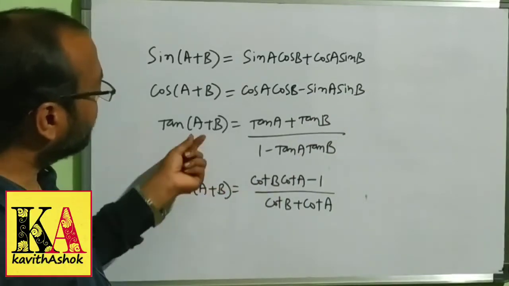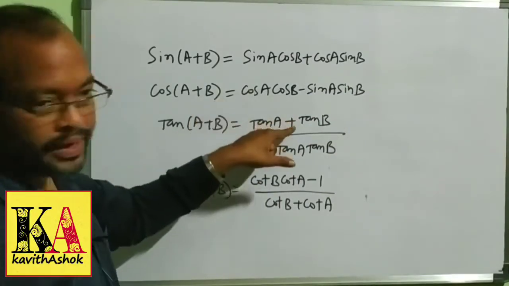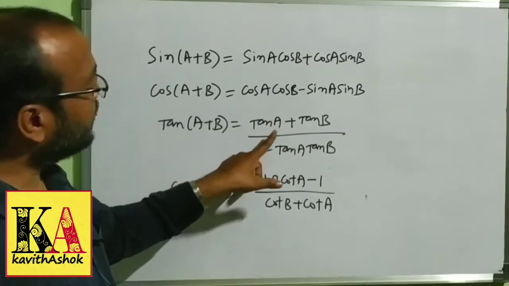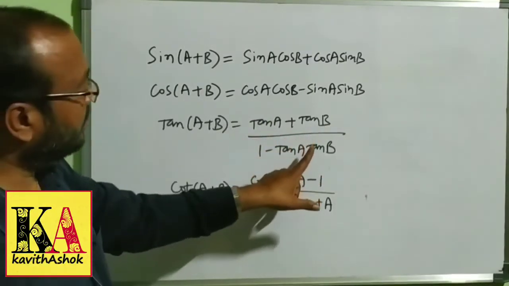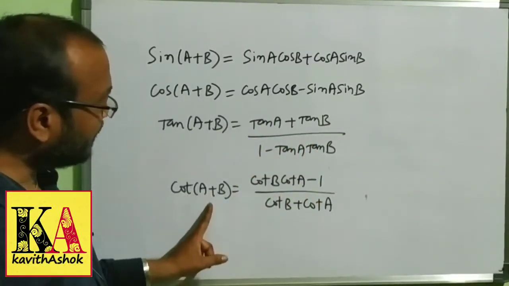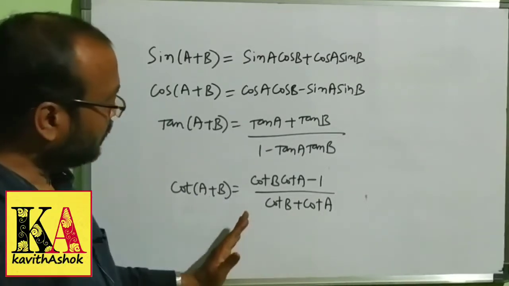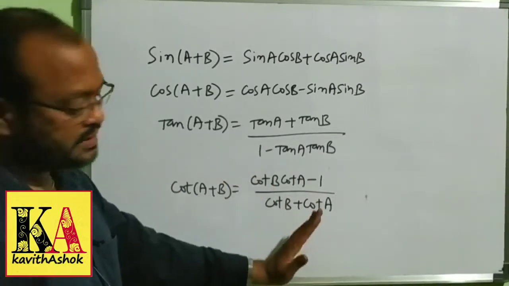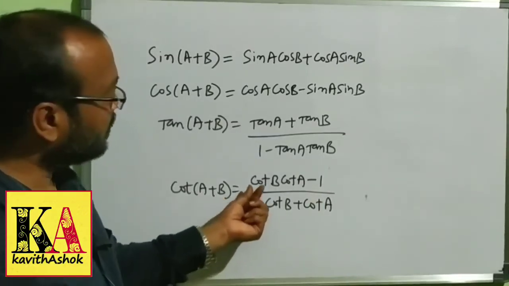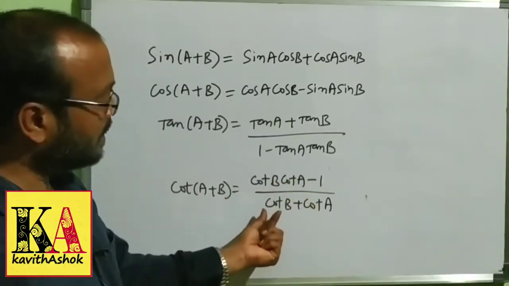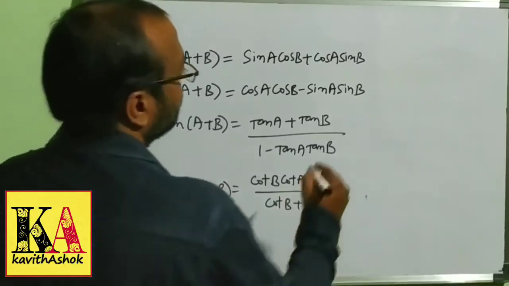Tan of A plus B, it reflects in the numerator part. Here plus is there: tan A plus tan B by 1 minus tan A tan B. Cot reflects in the denominator part. If plus is there, the denominator will be plus. Only the difference is that B will come first, A will be next. So cot of A plus B is equal to cot B cot A minus 1 by cot B plus cot A.